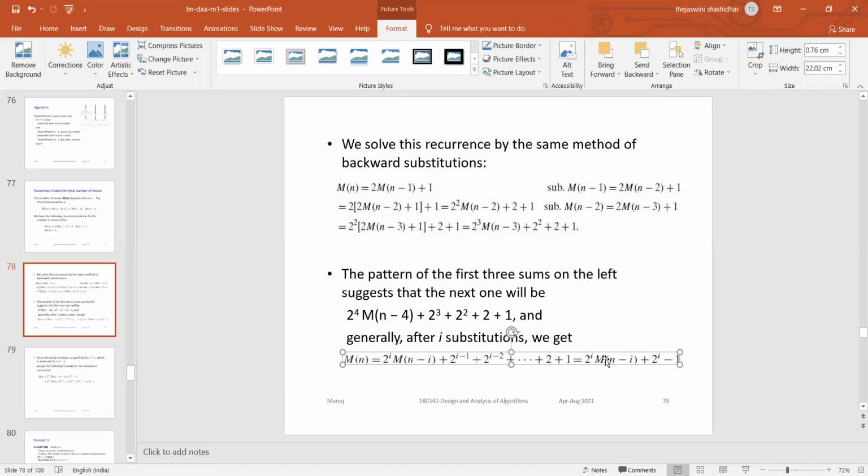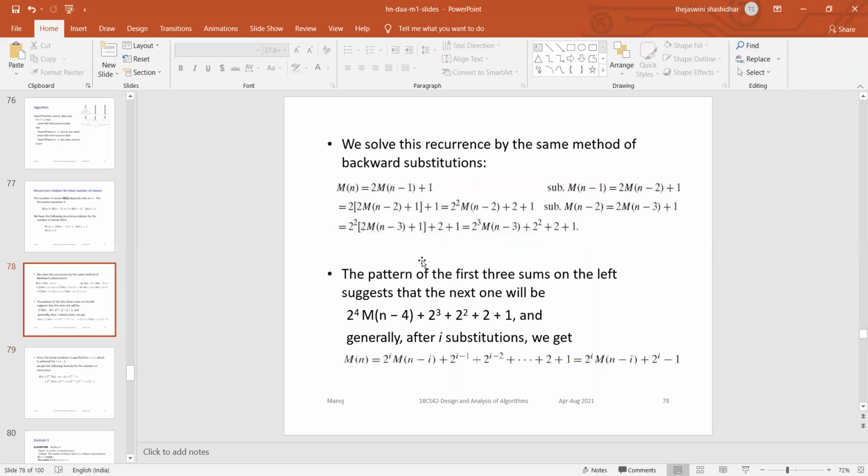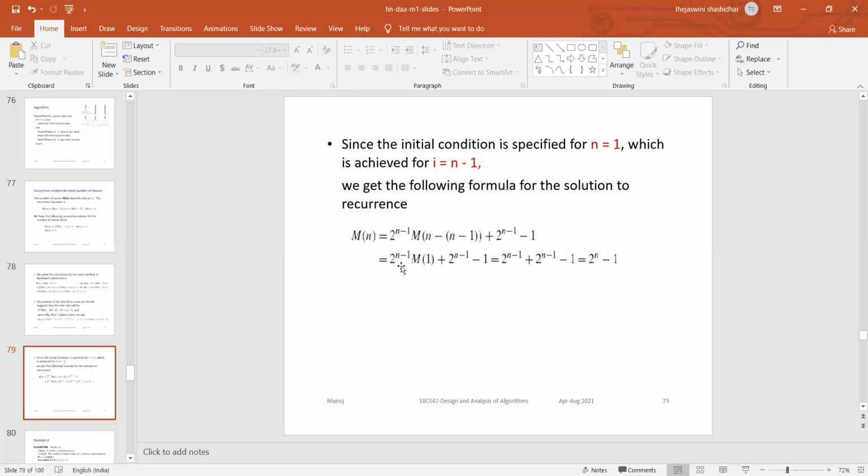That will be given as 2 power i M of n minus i plus 2 to the power i minus 1. Now you substitute i is equal to n minus 1: 2 to the power n minus 1, M of n minus (n minus 1) plus something. So plus n and minus n will get cancelled. You will be getting 1. So M of 1 plus 2 to the power n minus 1 minus 1. What is M of 1? M of 1 is equal to 1. So substituting M of 1 is equal to 1, you will get 2 to the power n minus 1.